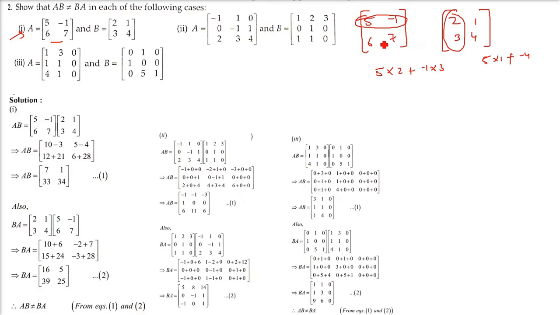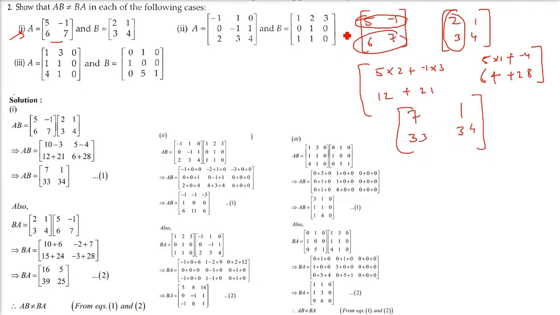Now the second row with the first column, 6 2s are 12 and 7 3s are 21. Now the second row with the second column, 6 into 1 plus 7 4s are 28. Okay. So what do you get? 5 2s are 10, 10 minus 3 is going to be 7, 5 minus 4 is 1, 21, 12 is 33, and this is 28 plus 6, 34. So this is A, this is B. Now this is A cross B.